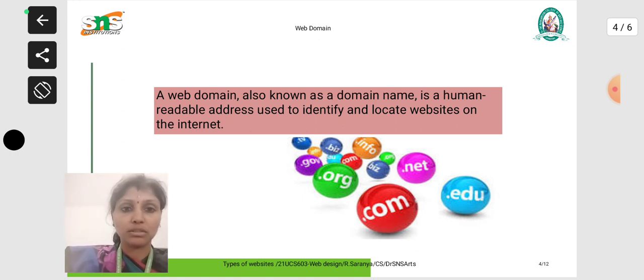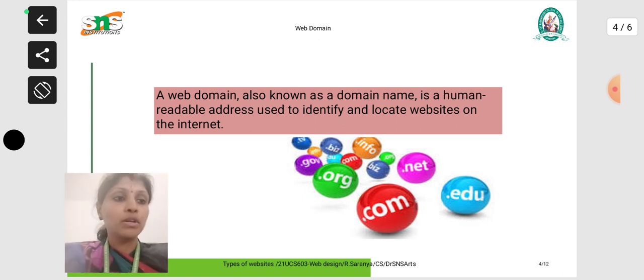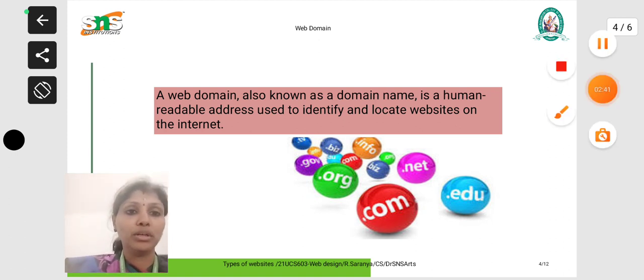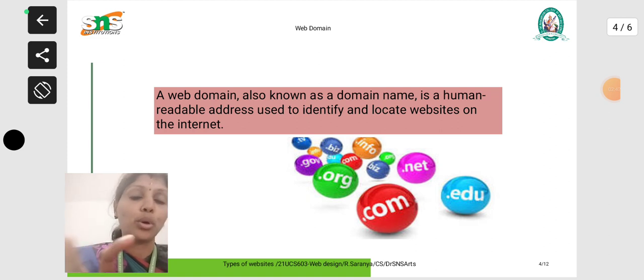The domain name, we used to say, is a human readable address used to identify as well as locate websites on the internet with the help of the IP address, the internet protocol address. With that address, we search the web server to check whether the domain name is available in that particular server or not. That we analyze with the help of the IP address.